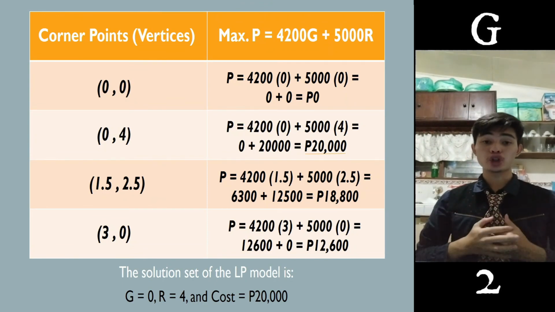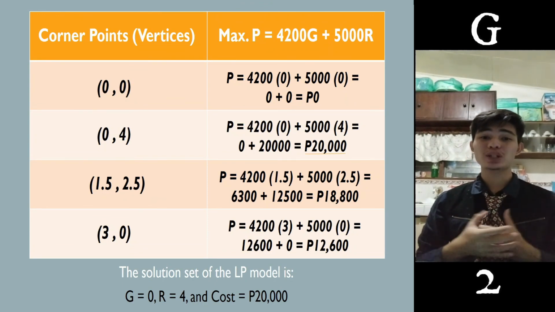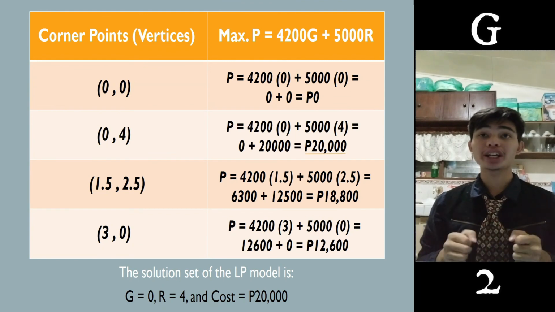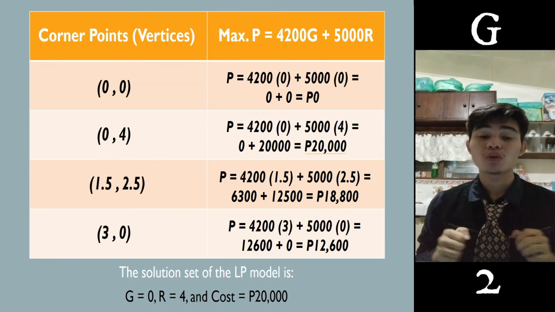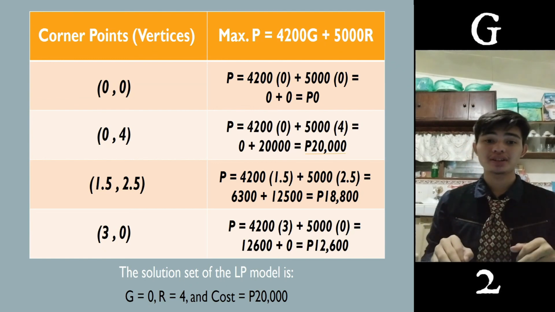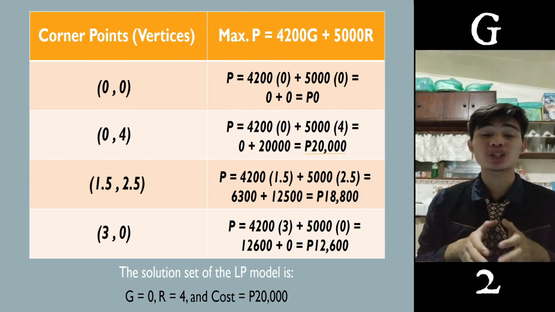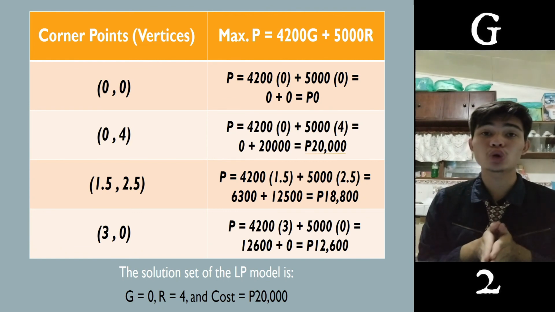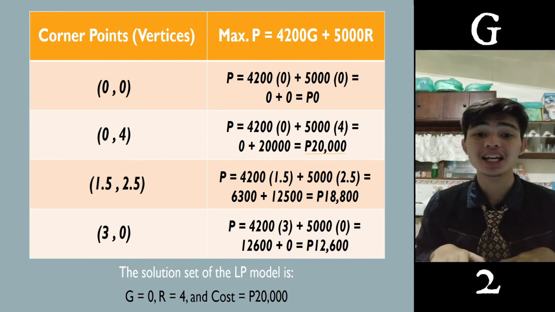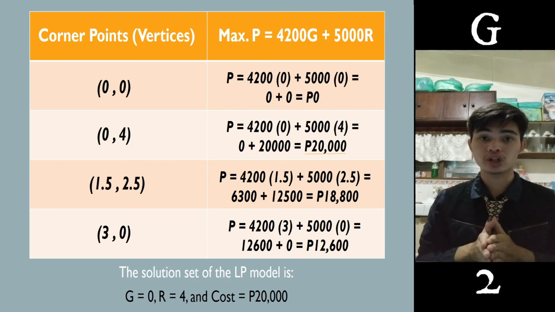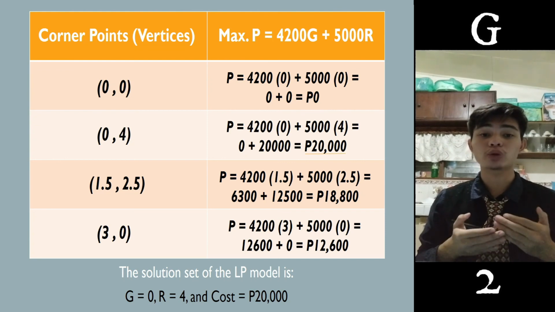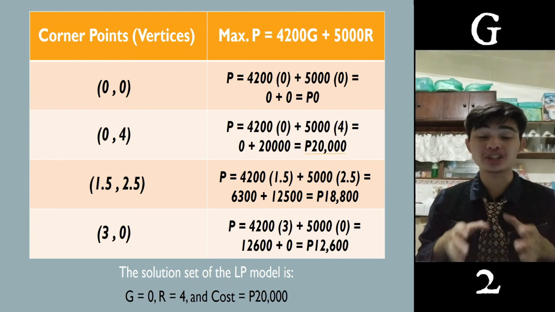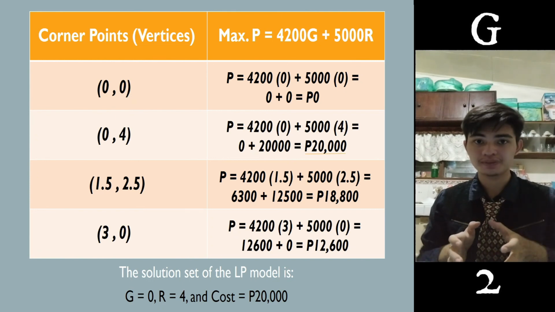For the continuation in slide 14, as we gather the profits, we can now finally define the maximum profit. The maximum profit is 20,000 pesos. And now the solution set of the LP model is g equals 0, r equals 4, and the profit is 20,000.